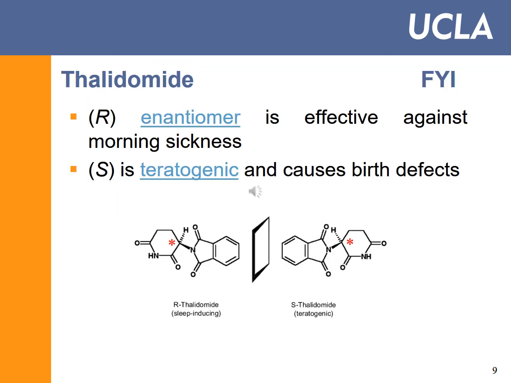So let's talk about thalidomide. As you can see on this slide, thalidomide comes in different enantiomers because it has a chiral carbon, and so you see that the mirror images are different. So you have an S and an R.